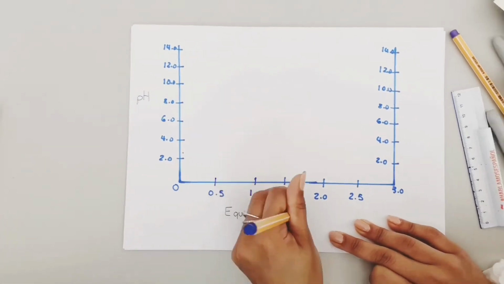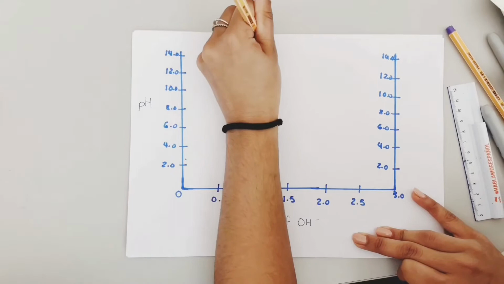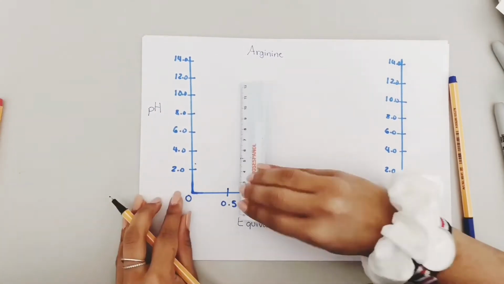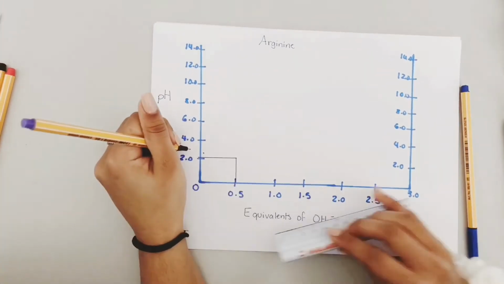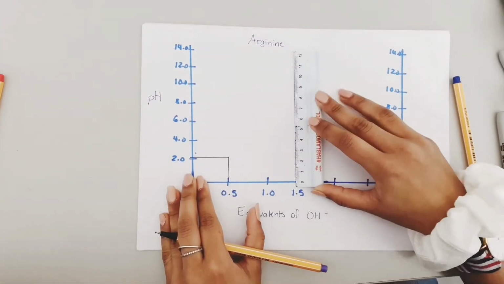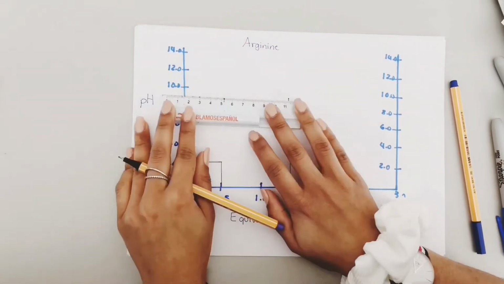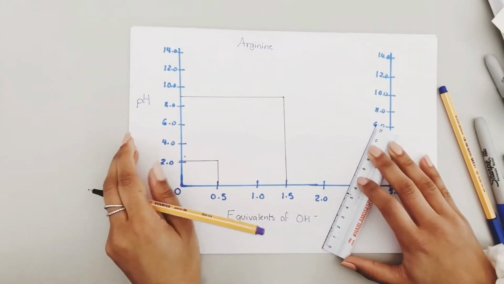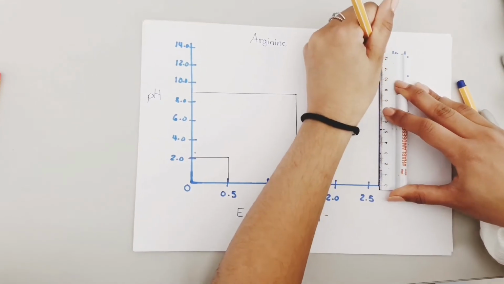Okay guys, now we are going to analyze a graph related to the amino acid arginine. So, on the y-axis we have pH, and on the x-axis we have the concentration of OH-. Here you can see that we have three lines. The first one is for pKa number 1, which is at 2, pKa number 2, which is 9, and pKa number 3, which is 13.